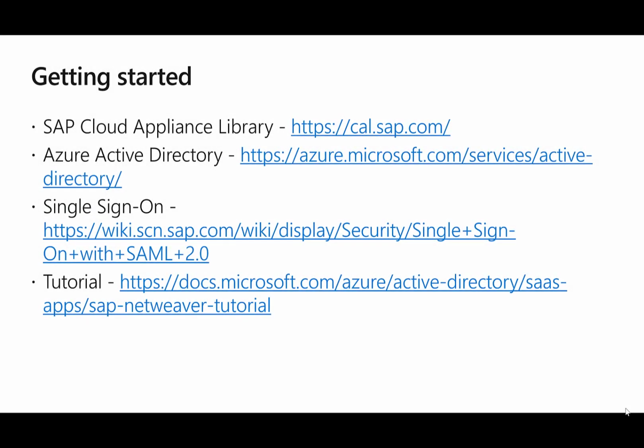I hope this quick video showed you how easy it actually is to get started with single sign-on. If you want to give it a try yourself, I have provided a set of links that you can use to get started. The SAP Cloud Appliance Library is a great place to start from scratch without interfering with anyone else. The Azure Active Directory configuration is something that you can easily get via a free subscription from Azure. And I've also provided both a link to the wiki page about single sign-on from the SAP side, and also a tutorial that guides you through more or less the same steps that I have outlined in my video on how to set up single sign-on.